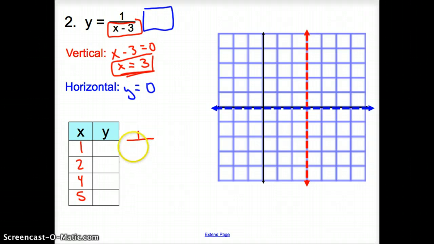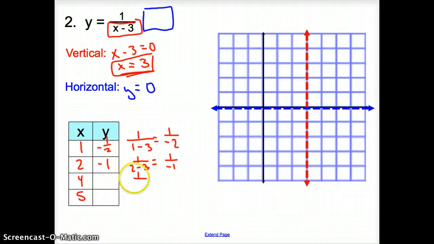If you use your calculator, ladies and gentlemen, be very careful how you punch this in, because we go 1 over 1 minus 3, which is the same as 1 over -2. So we have a -1 half. Here we have 1 over 2 minus 3, which is 1 over negative 1, so it's negative 1.